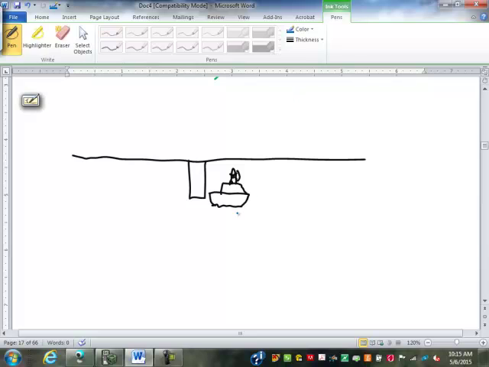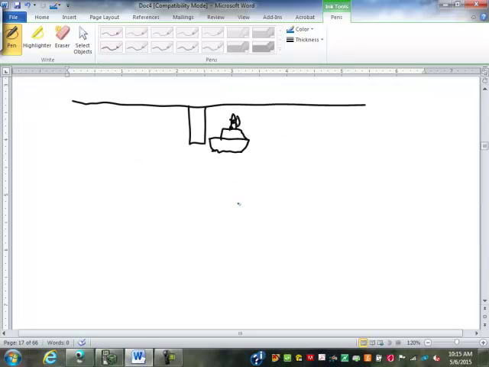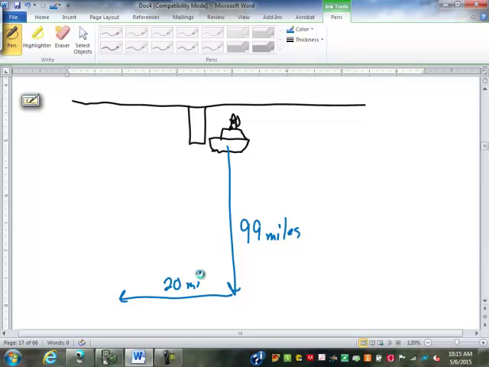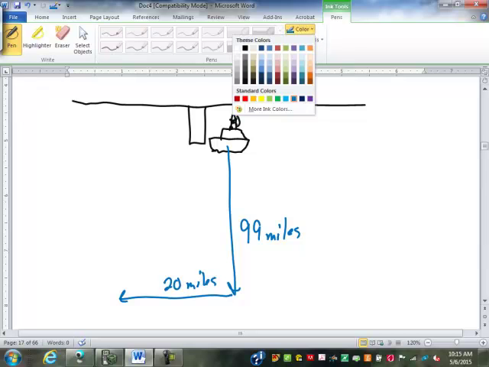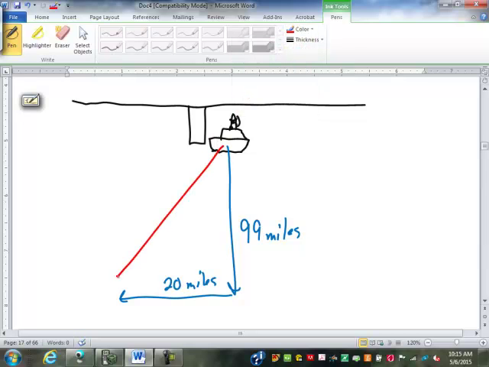Okay. So on his yacht, Cody takes a trip. He goes 99 miles south. Then he turns and he goes 20 miles west. At this point, how far is he away from where he started?